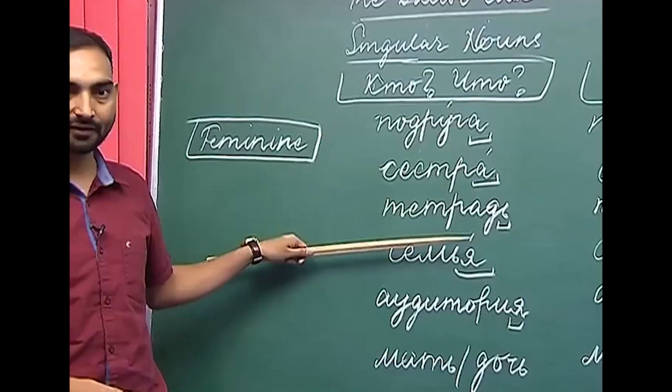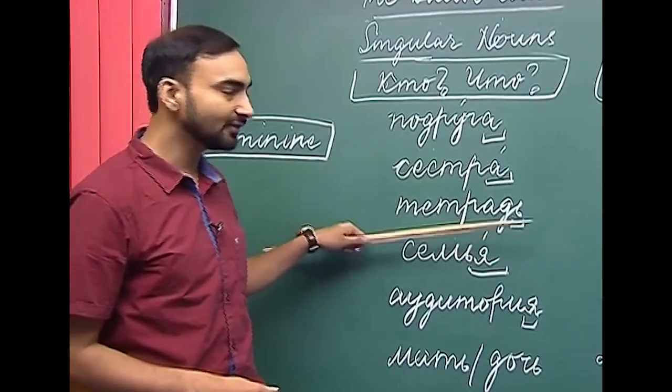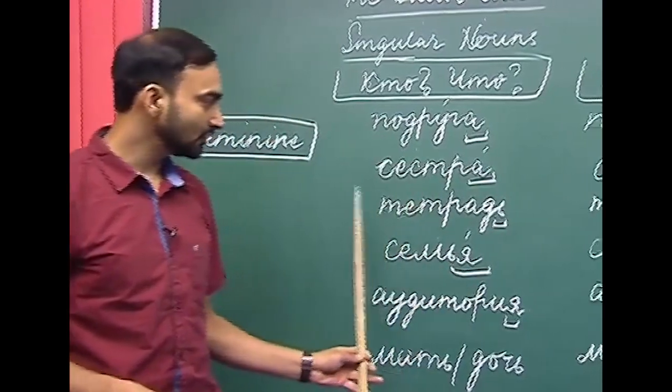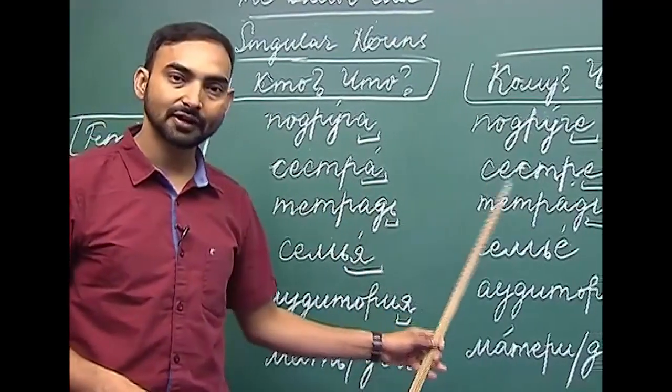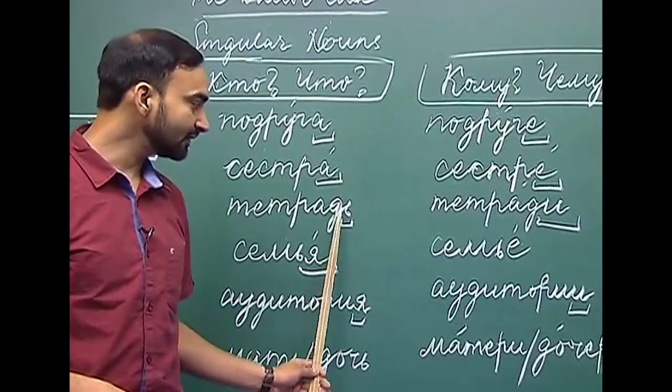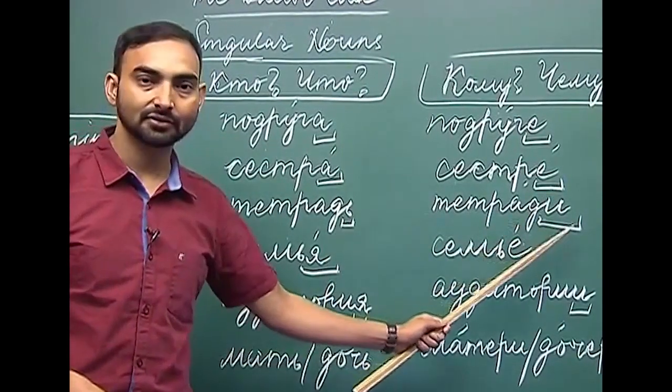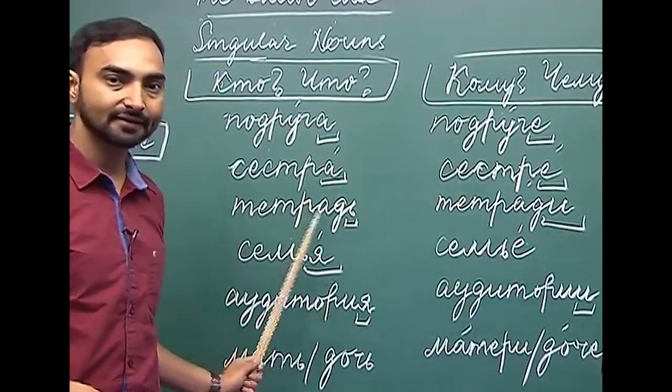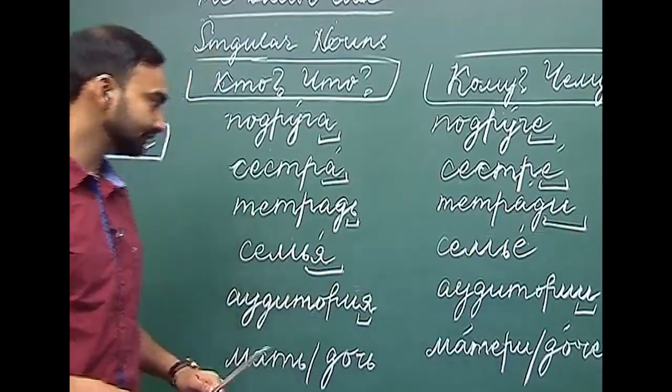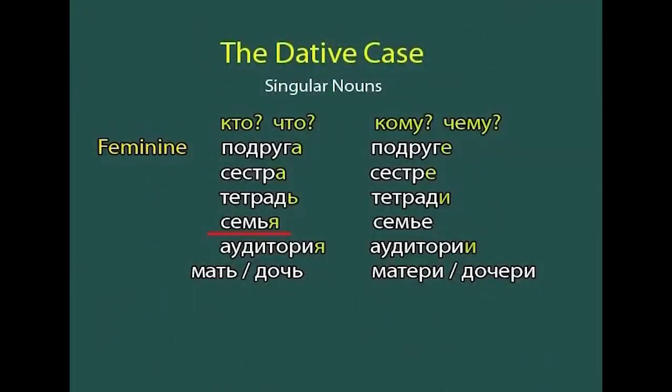Chitraj is an inanimate noun which means a notebook. So, when chitraj is used in the dative case, the soft sign is replaced with the vowel i. Chitraj, chitraji. Next is simya.